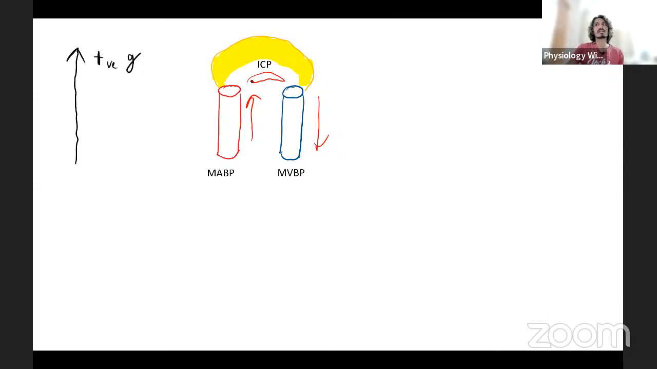Okay, so when a positive G is given, so you're on a lift and you're going up, what will happen? The blood from here will get drained down, and it will happen here also. As a result of that, eventually it will result in a reduction in the brain space.